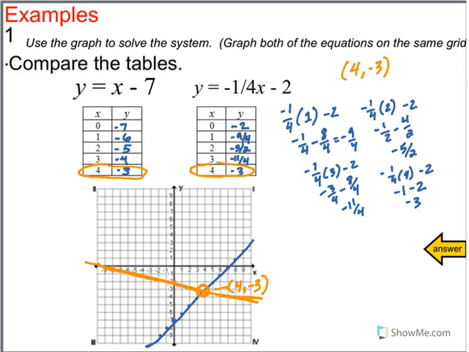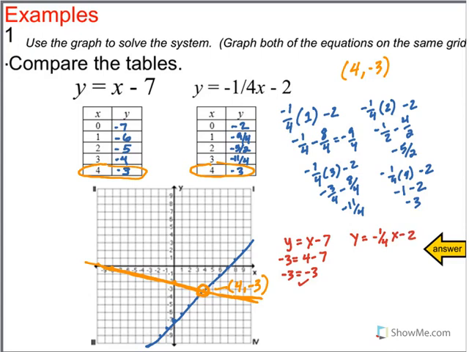for these two equations. The final way to check is to take the point 4, negative 3 and plug it back into both equations. So my y is negative 3. In my first equation, y equals x minus 7, I plug in negative 3 for y and 4 for x, and I simplify it. Negative 3 equals 4 minus 7. 4 minus 7 is negative 3. So since I have the same thing on both sides, I know that that's true. That's a solution.